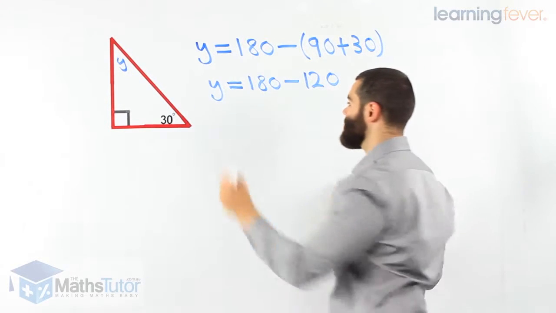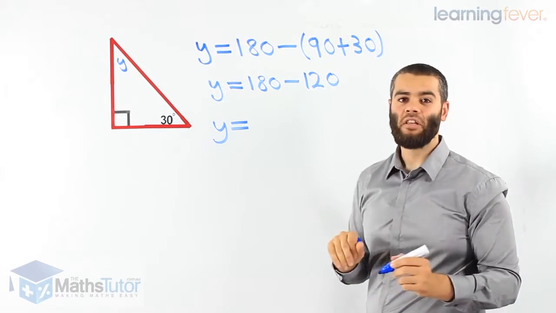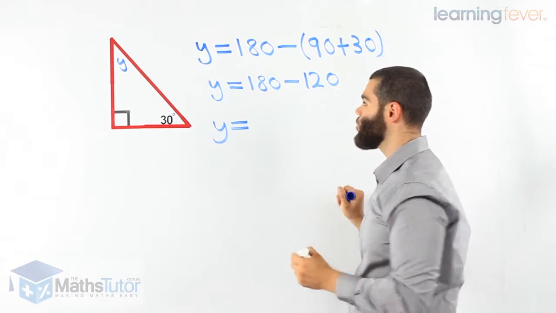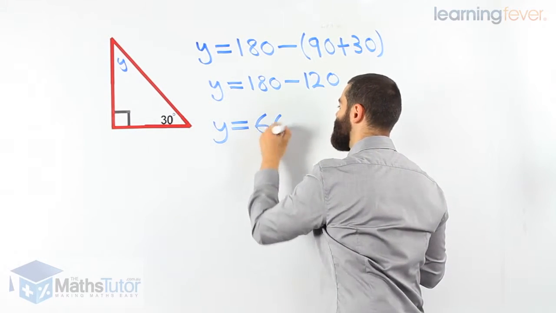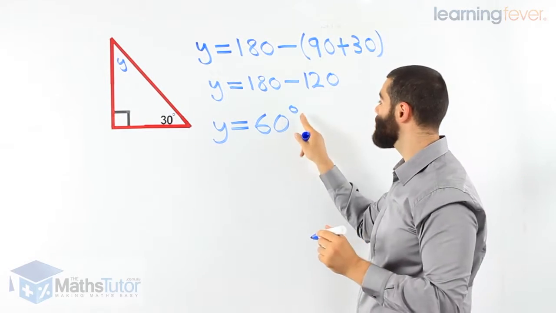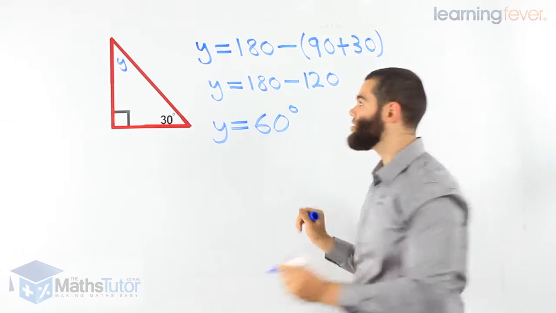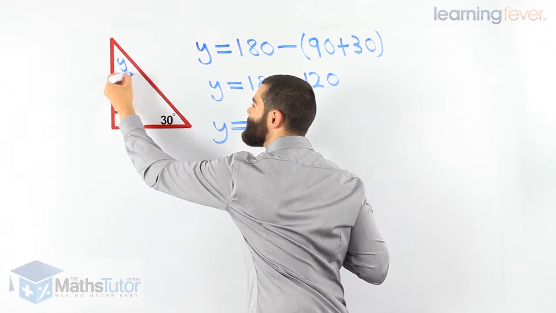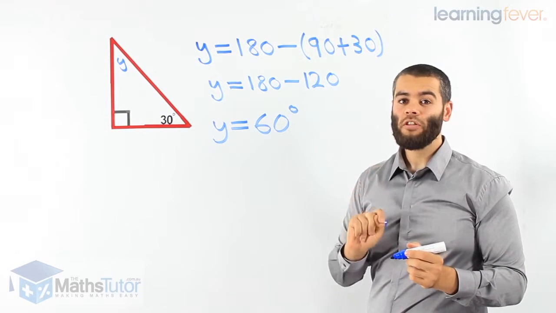120 degrees. Y is 180, take away 120, these two added up together. We know the answer is going to be 60 degrees. Very important to write our degrees in our answer. Y equals 60 degrees. So the size of this angle here is 60 degrees.